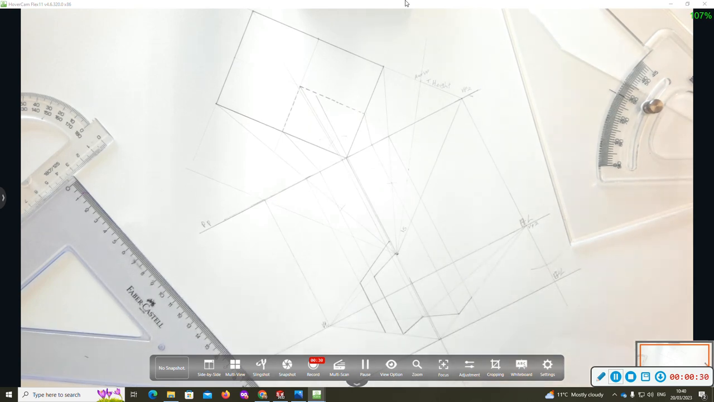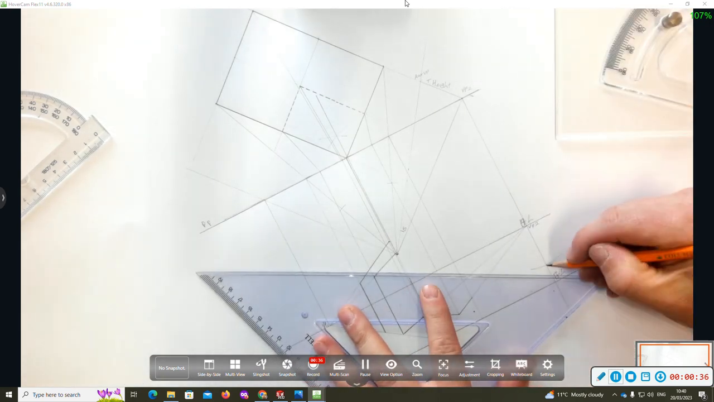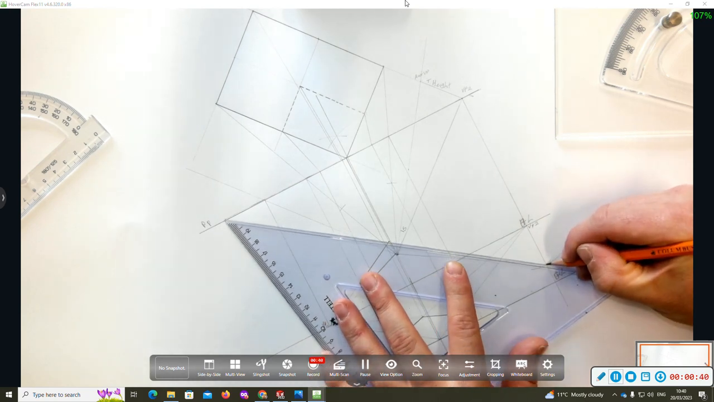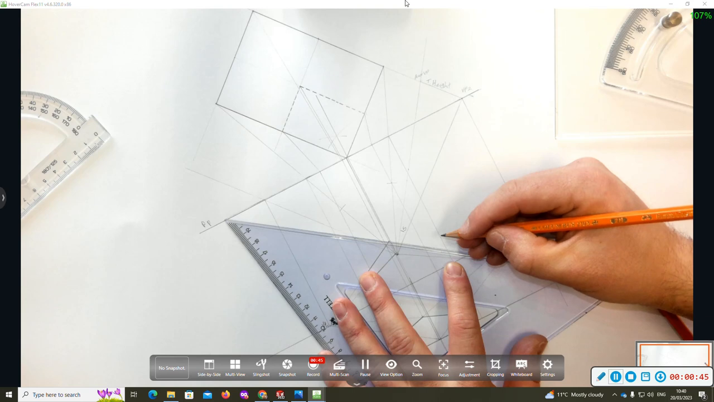So there I'll be finishing this drawing anyways by hand. So you can see it being joined back up to the roof.